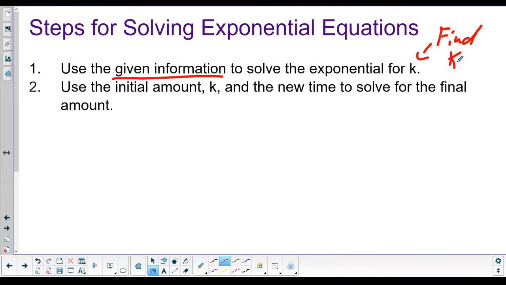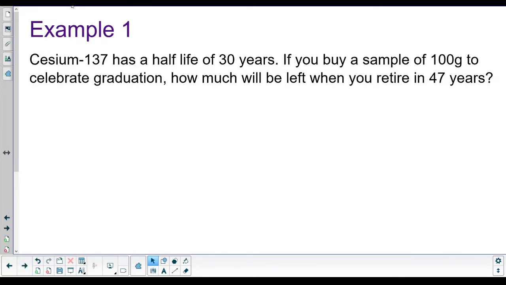Then once you have K, you're gonna use the initial amount, K, and whatever time you actually want to know the amount of stuff at, and then you just shove this stuff back into the equation and type it into a calculator and it spits out the answer for you. So the real work here is going to be in step 1. Step 2 is plug it in and hit enter.